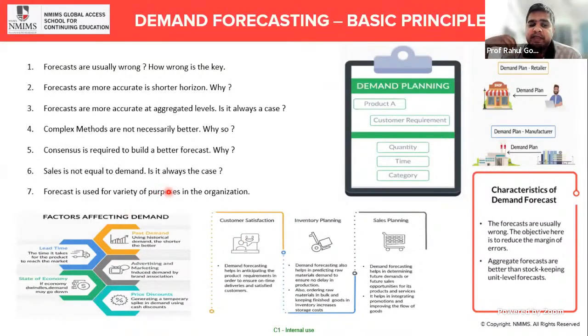Okay, point number six, sales is not equal to demand. Is it true? When you look at the historical sales data of any SKU or any product, when you're analyzing the sales data, the comment being made is that it is not equal to demand. Do you agree or is it a faulty statement? The historical sales data is not equal to demand. Is it a correct statement or is it a faulty statement?